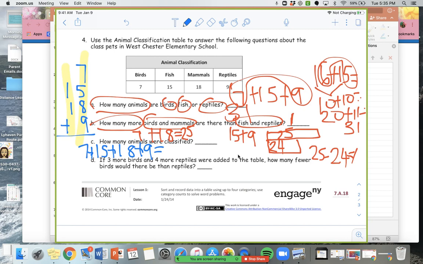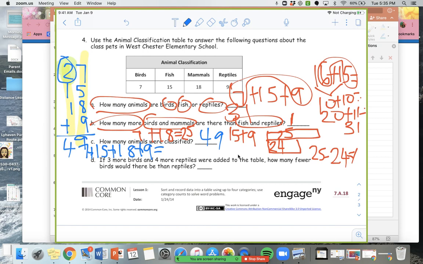So 7 plus 5 is 12. 12 plus 8 is 20. And then 20 plus 9 is 29. So I write a 9 right here. Regroup the 10 ones, you regroup for 1 ten. But we had 29, so you need to write a 2 right here, okay? 2 plus 1 equals 4. So 49 animals. That is a lot of animals at the school.